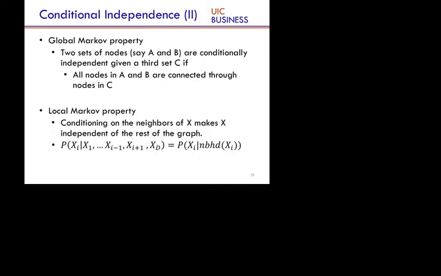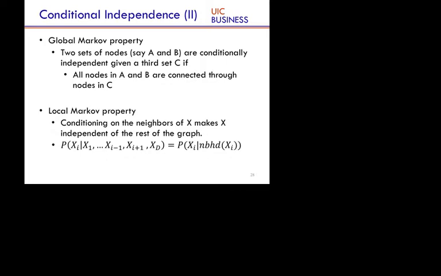So what does global Markov property mean? Let's say we have two sets of nodes. Let's say the first set is A and the second set is B, and they are conditionally independent given a third set C if all nodes in A and B are connected through nodes in C. It's a very intuitive concept.